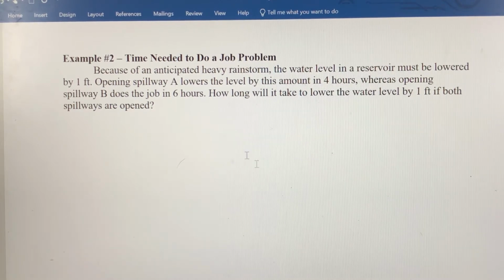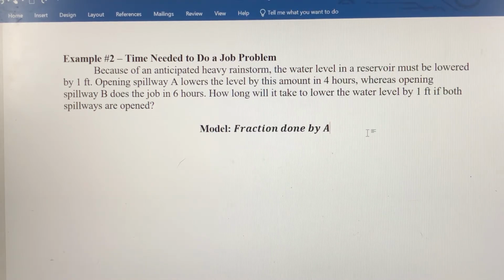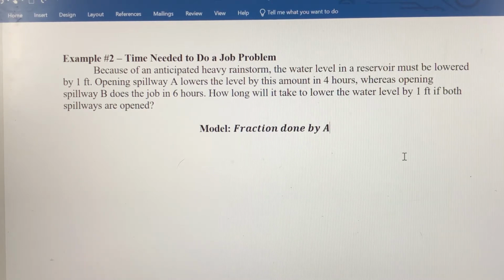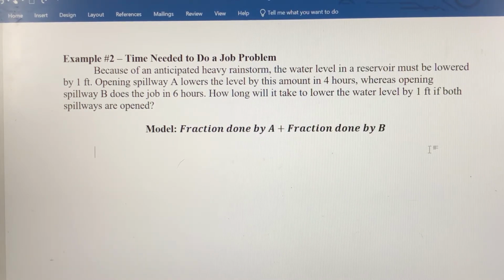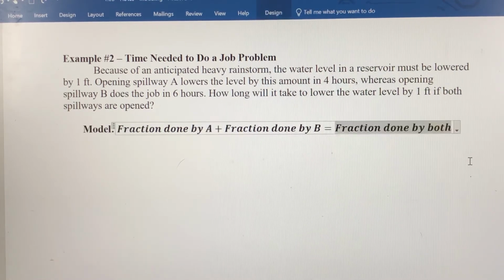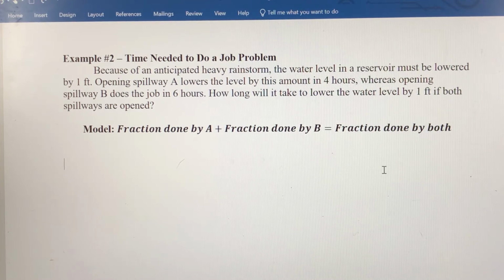So let's build our model first, all right? So in this case, we know that in 4 hours, spillway A gets the job done. So let's take a fraction of that, okay, done by A in 1 hour. So we've got the fraction done by A in 1 hour, okay? We're gonna add the fraction done by B in that same hour. So now they're working together. So A is gonna get a certain amount done in 1 hour. B is gonna get a certain amount done in 1 hour. And we want to add those two together, okay? Well, when we add those two together, we're going to get the fraction that's accomplished by both, okay? So this is our model, okay?